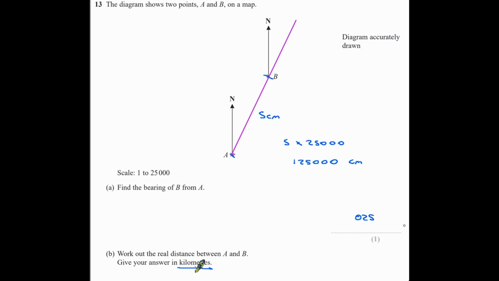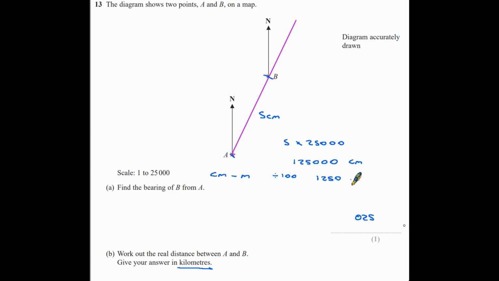We need to convert to kilometres. Now if you know that a centimetre to a kilometre, the conversion is 100,000, then simply divide this by 100,000. If you're not sure, take it in steps. The first thing we would do is convert from centimetres to metres. And we know there are 100 centimetres in a metre, so if we take the 125,000 and we divide by 100, that will give us 1250.